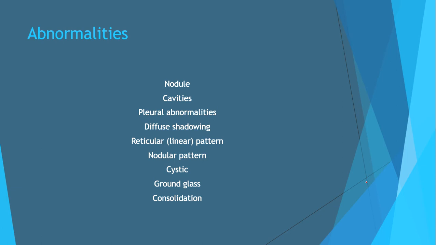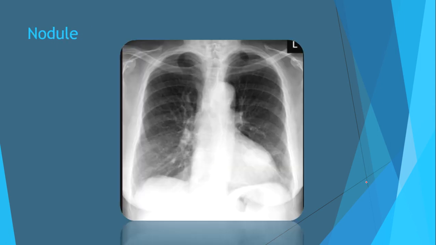We have several types of abnormalities that we can see on the chest X-ray. We can see nodule, cavities, pleural abnormalities, diffuse shadowing, reticular linear pattern, nodular pattern, cystic, ground glass opacities, and consolidation.